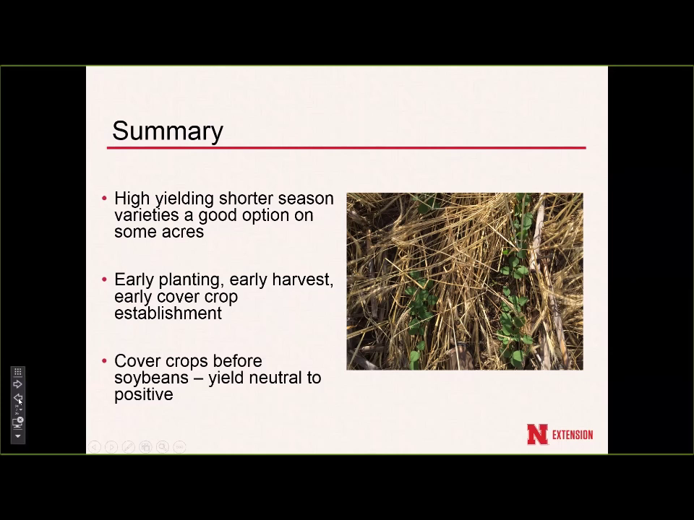And cover crops before soybeans is essentially yield neutral to sometimes positive. So when you're looking at economics, Ray talked about all the other things we get, but we do have to look at finances at the end of the day. And I think there's some opportunities to use variety selection here to help us with cover crop management.